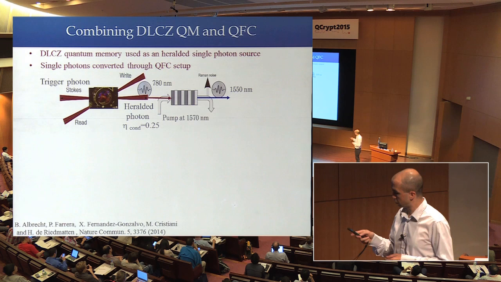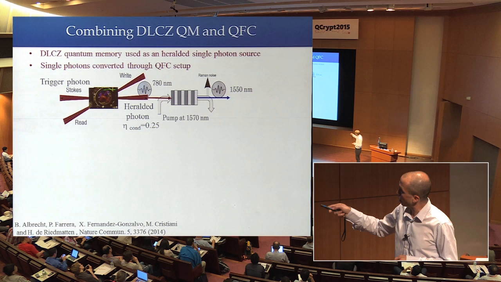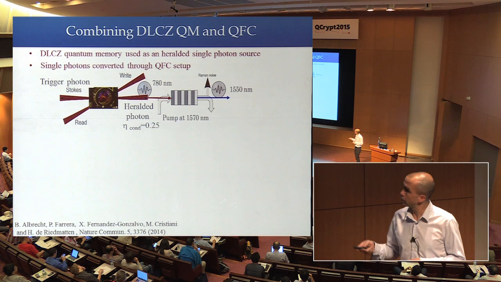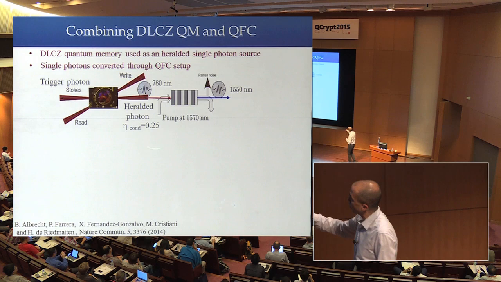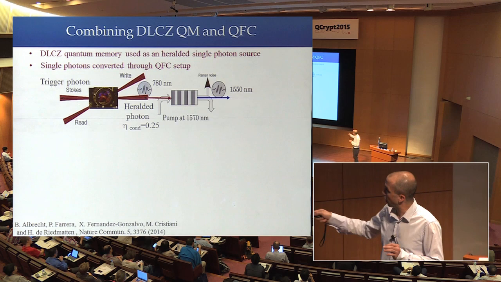And then, as a proof of principle, we use our DLCZ ensemble as a source of heralded single photons. So we detect the Stokes photon, we send the read pulse, and we have a heralded single photon, which arrives in front of the waveguide with a conditional probability of about 25%.